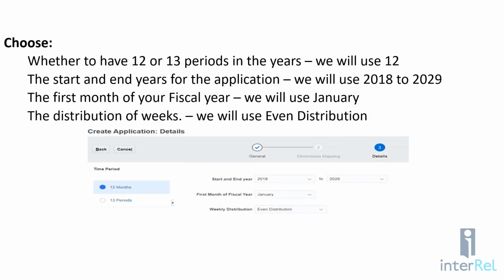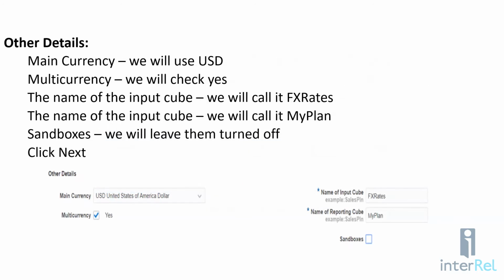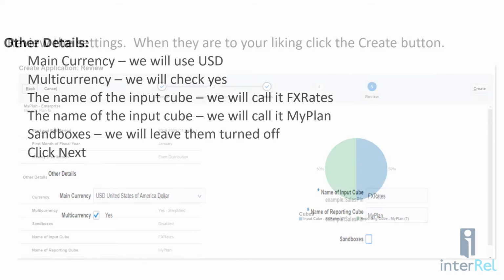In the Time Period section, we choose the time period options for the application. Select the number of months, the starting and ending years, the start month for your fiscal year, and a distribution of weeks through the year. In the Other Details section, select the main currency, whether you will plan in more than one currency, and rename the input and reporting cubes if you wish. Select sandboxes if you wish to have that capability.